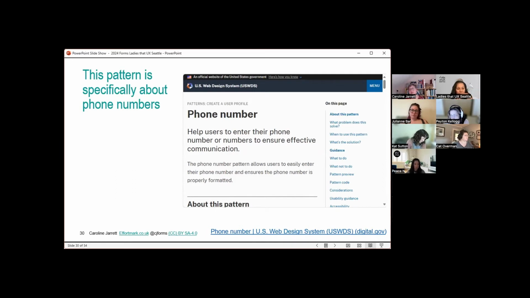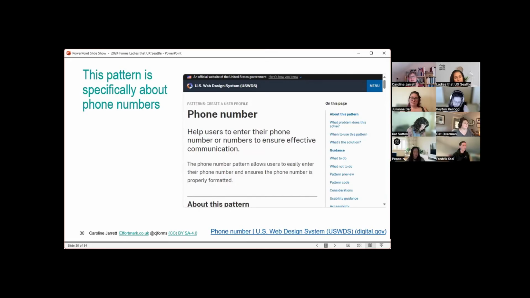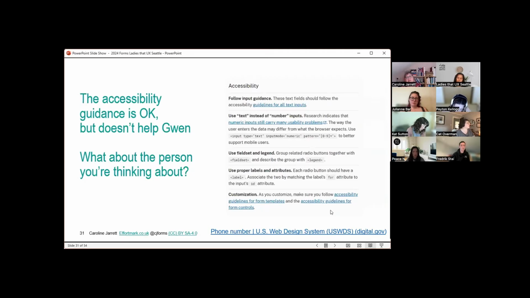The part that I found, and I think most of us may have found this pattern, is how to create a phone number. I think someone dropped that in the chat. Thank you very much. When I looked at it, I saw rather enticingly that it had some guidance about accessibility on the side, which I thought would be very encouraging. The accessibility guidance is okay, but it didn't really help the person I had in mind, Gwen, because, as someone pointed out in the chat, for Gwen I need to provide more information beyond the phone number.